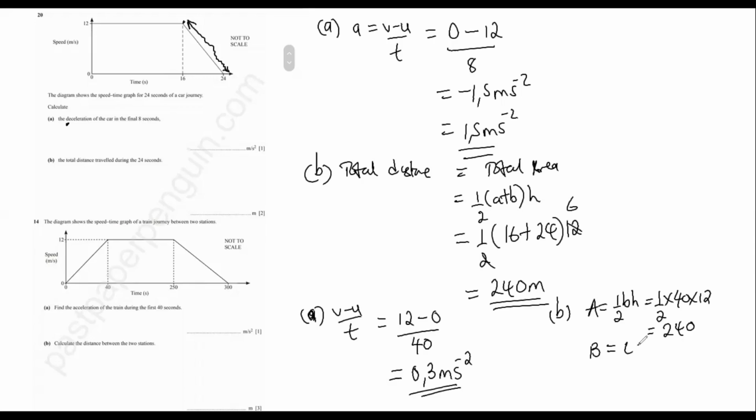Then for shape B, it's going to be length by width, which is going to be... our length is 50 minus 40. It's 210. And then our width is going to be 12. Okay, so what do we get?